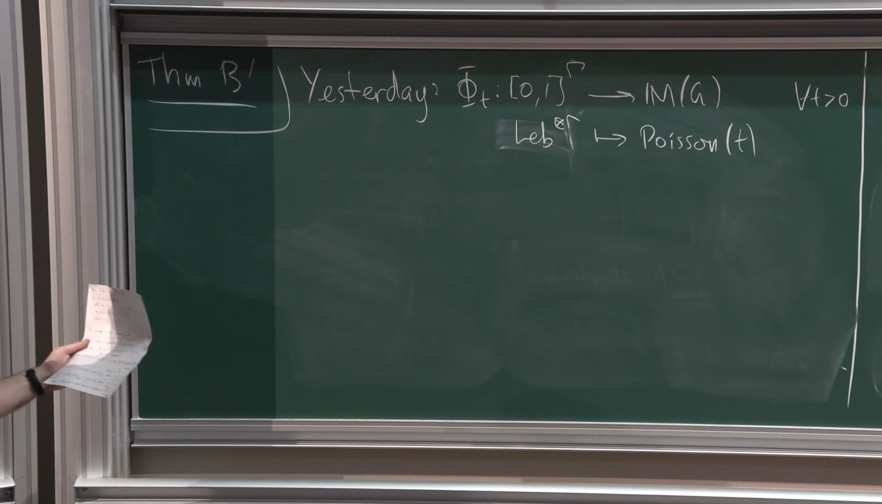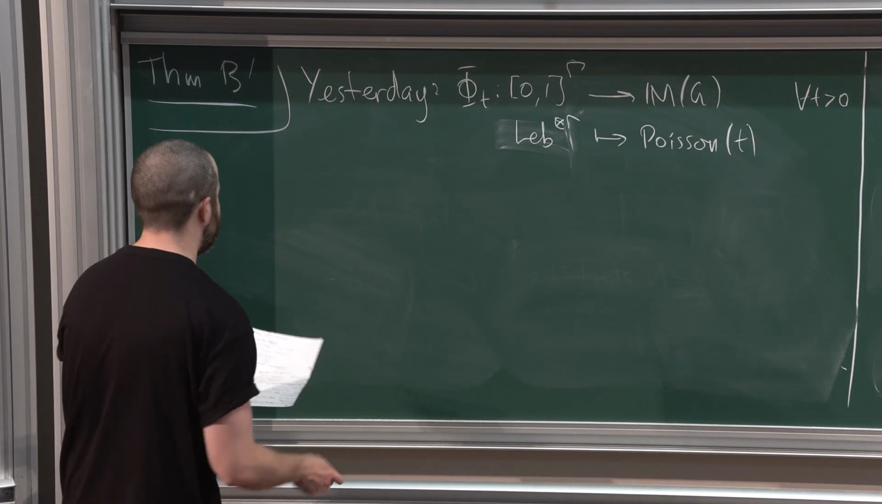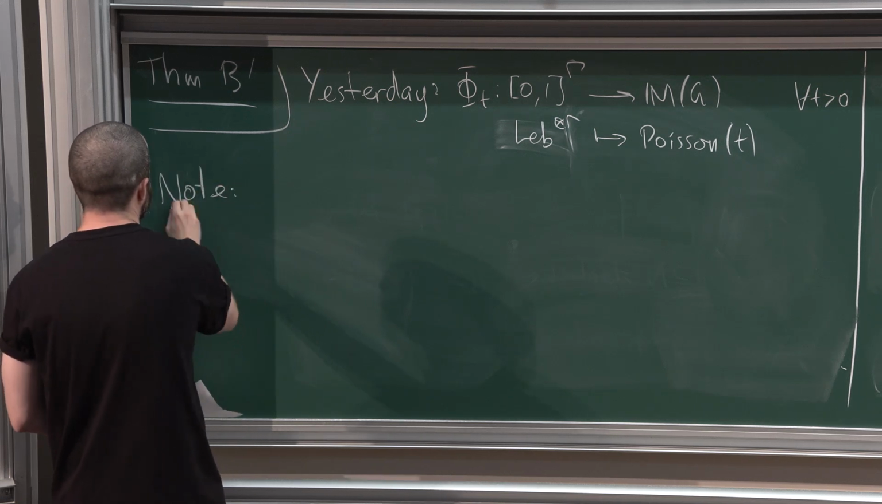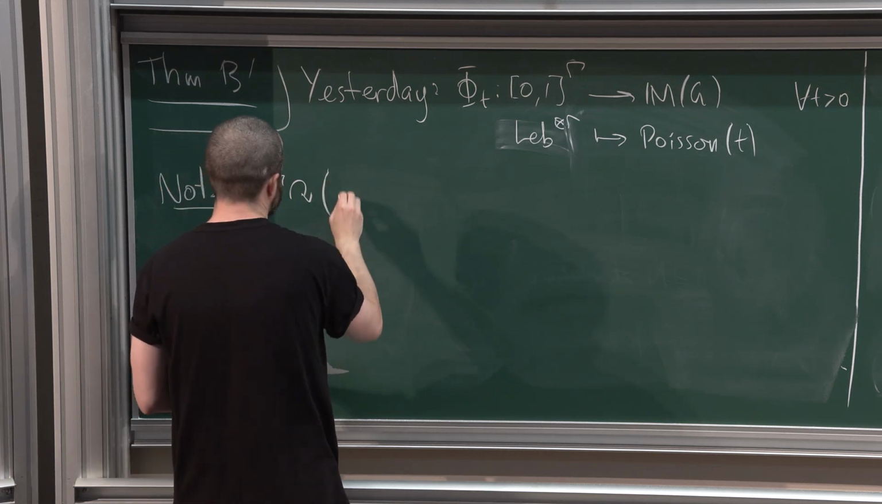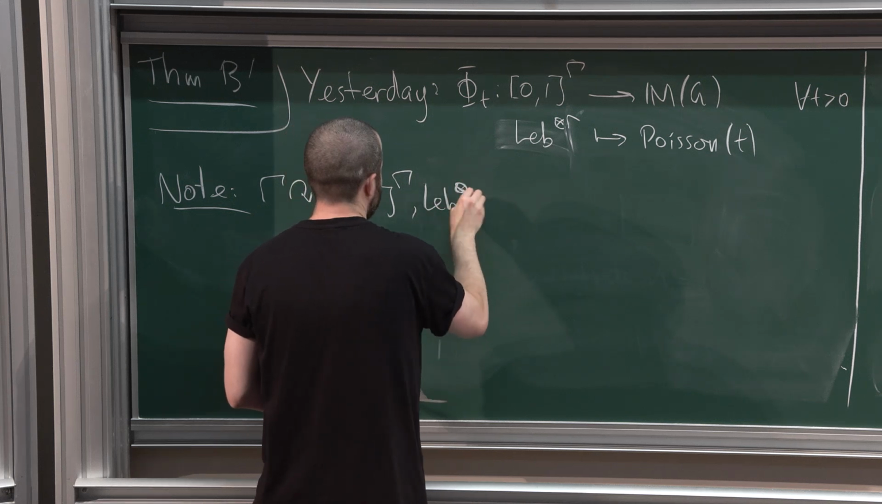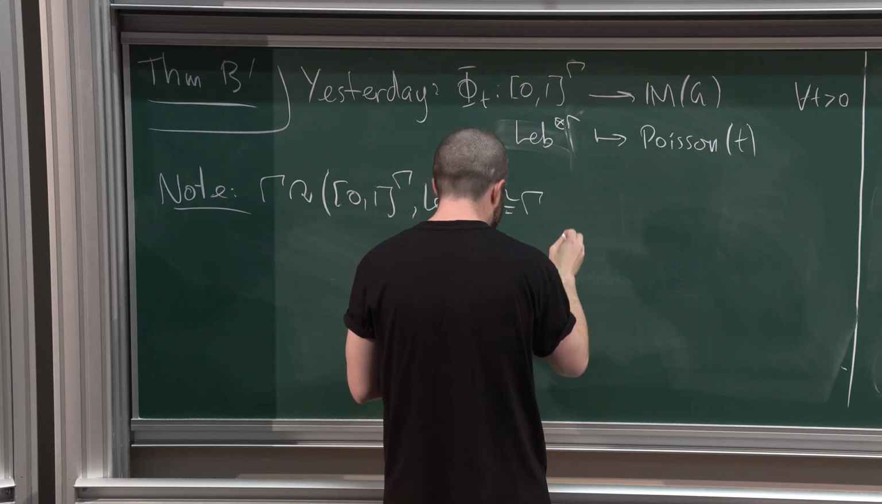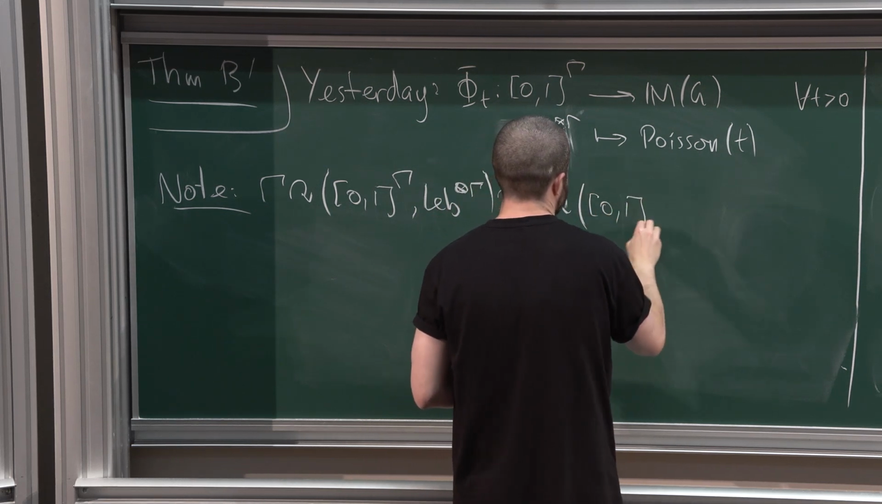Okay, and now I'm going to do a weird little trick. This is something that if you're familiar with factor of IID constructions, it will sound familiar. One thing I want you to note is that the Bernoulli shift is sort of self-similar. So 0, 1 to the gamma, Lebesgue to the gamma, this is isomorphic to gamma acting on the product of this with itself.